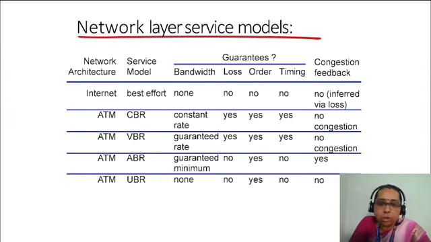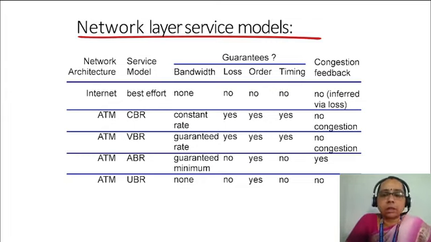Then loss and order: whether we give a prioritized order or use some queuing method, and based on that, whether ordering is required or not. The next parameter is timing. This is based on the bandwidth, how much bandwidth is being consumed, and based on that the timing will be measured.